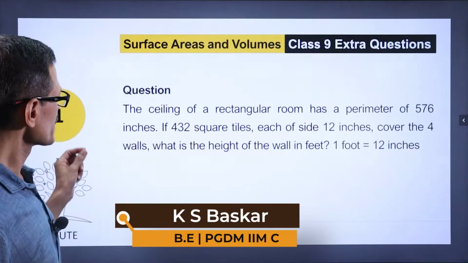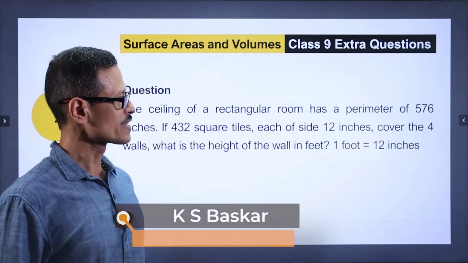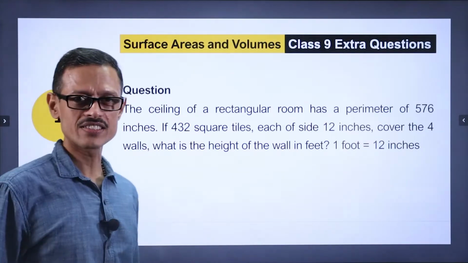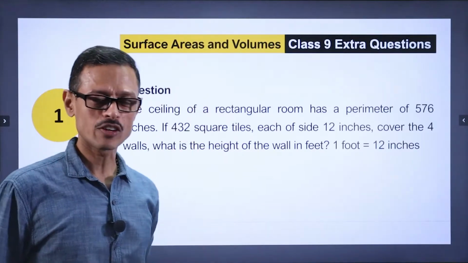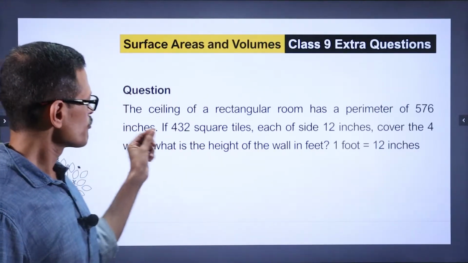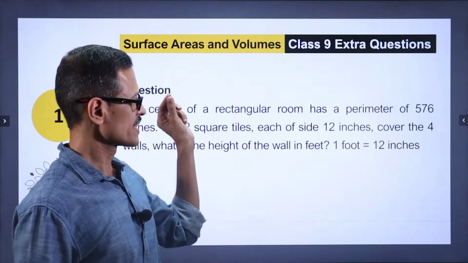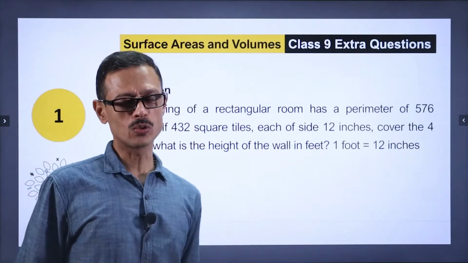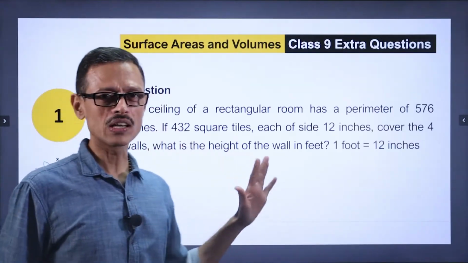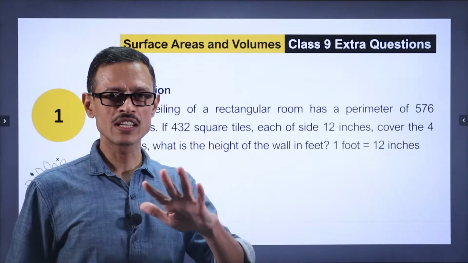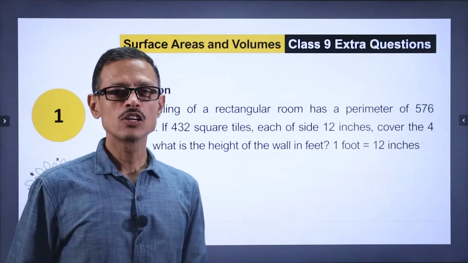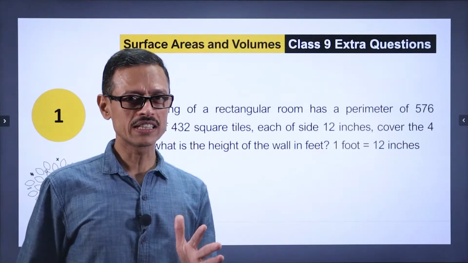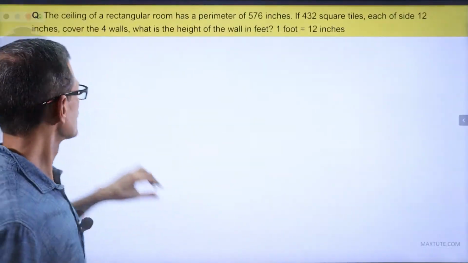It's an easy question. The ceiling of a rectangular room has a perimeter of 576 inches. If 432 square tiles, each of side 12 inches, cover the four walls of the room, what is the height of the wall in feet? 1 foot equals 12 inches is what is given. We're going to be solving this question using two methods. Start with the first method.